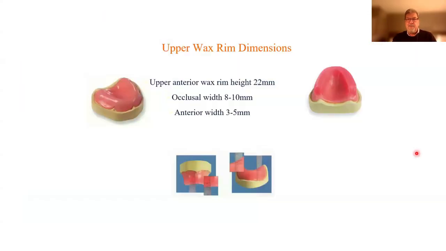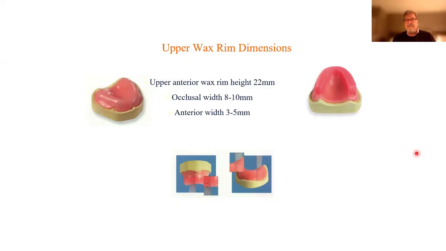So the upper wax dimension is about 22 millimeters from the periphery to the incisal edge. Occlusal width is about 8 to 10 millimeters on the posterior and 3 to 5 millimeters on the anterior. I'm a stickler for making a contoured occlusal rim. I want to save the dentist's time in the operatory. I don't want to see the doctor spending 15, 20 minutes trimming away wax.